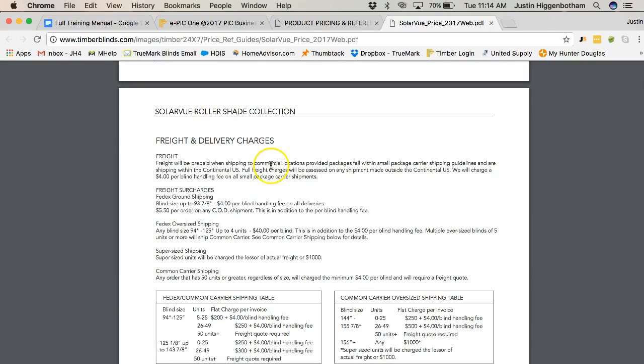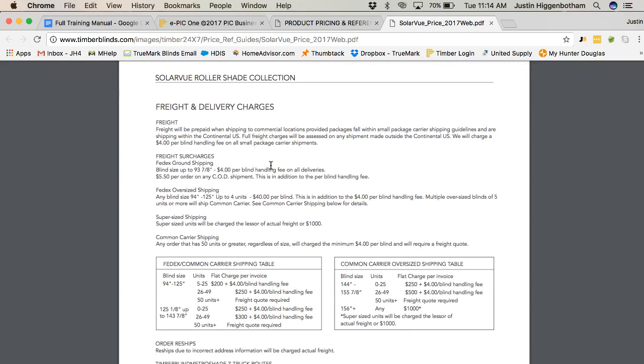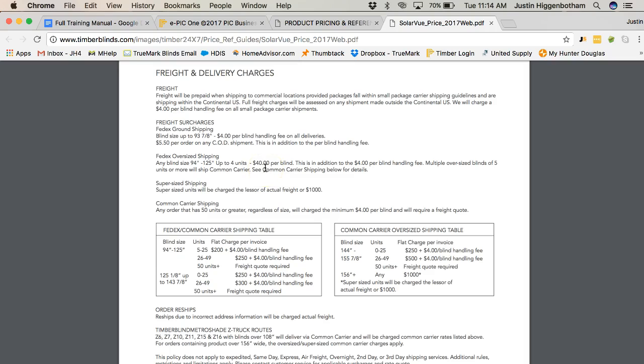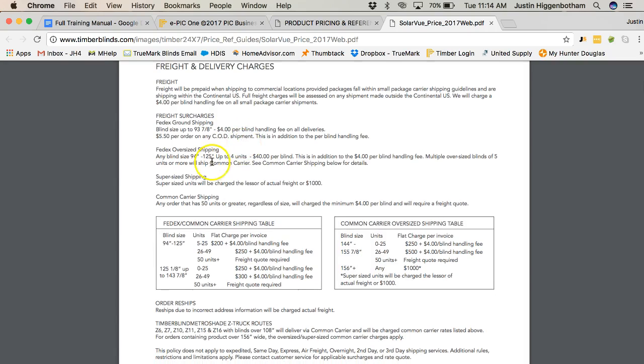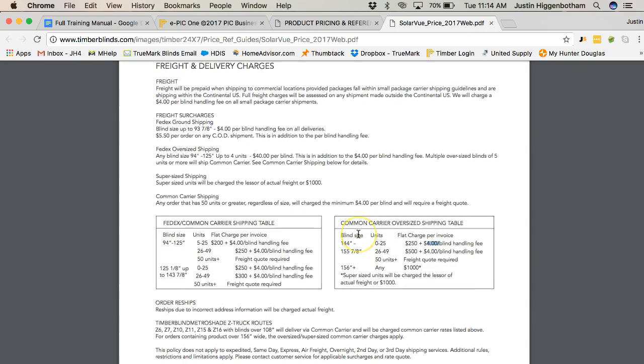This is the freight and delivery charges that they are going to charge us for shipping any unit. Say we go into a house that needs 20 roller shades. You can go on here and see what they're going to roughly charge per unit. Mostly, it's $4 per blind. They normally don't charge the $200 flat fee. It's normally $4 per blind.